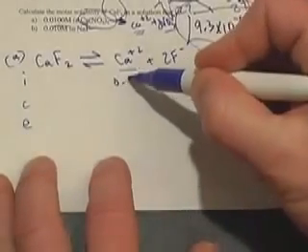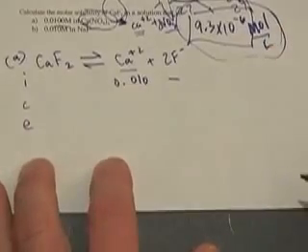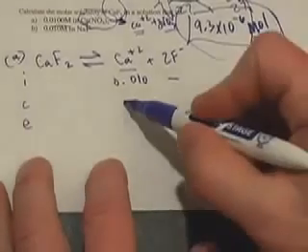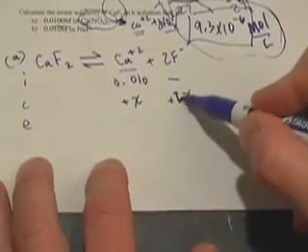So initially we start out with 0.01 molar of this stuff, none of the fluoride ion. Now, when CaF2 dissolves, we will gain x of the calcium over here, and we will gain 2x of the fluoride over here.